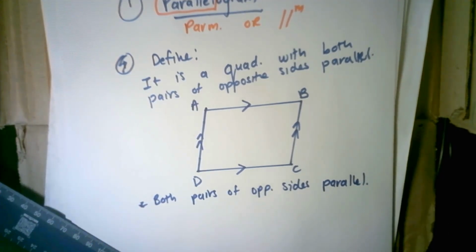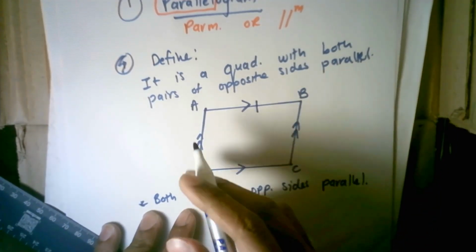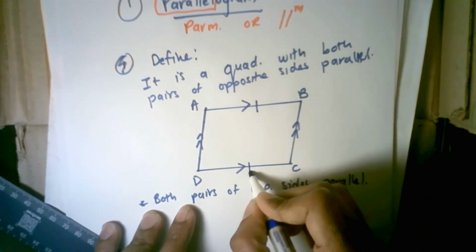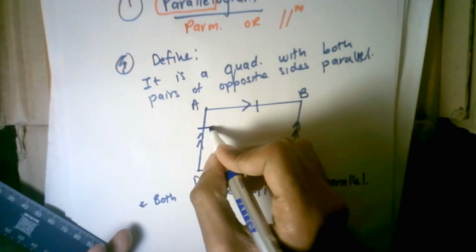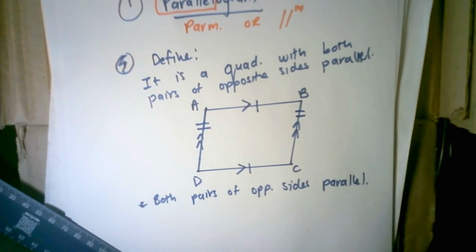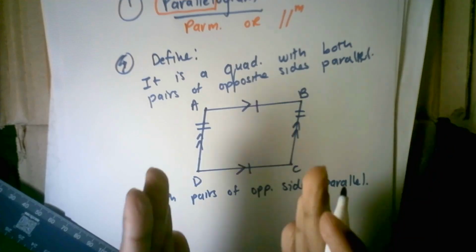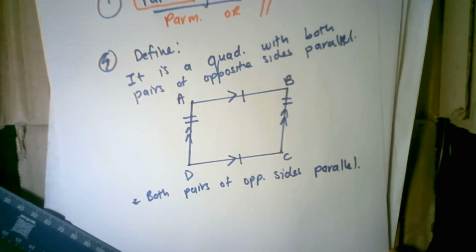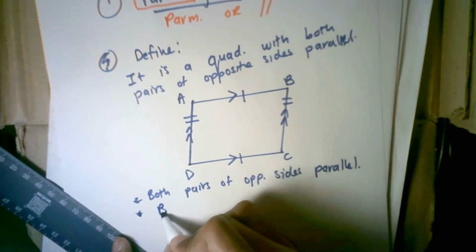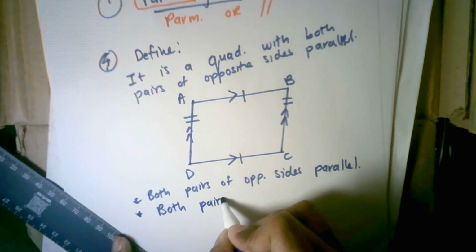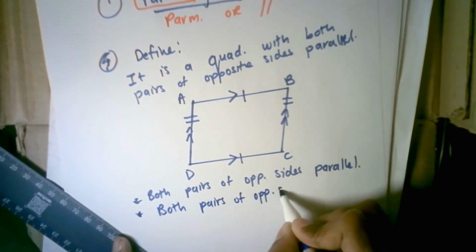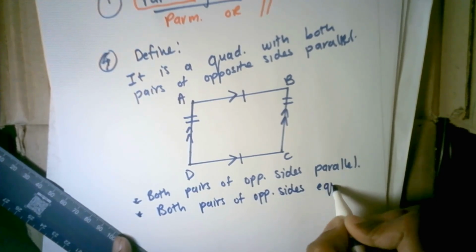The next property is that both pairs of opposite sides are equal. So that means the length of AB is equal to the length of CD, and the length of AD is equal to the length of BC. So for example, if the length of AB is 20 centimeters, then you guessed it correct, the length of CD will also be 20 centimeters. Both pairs of opposite sides are actually equal to each other. So let me just write it down: both pairs of opposite sides are equal, right?